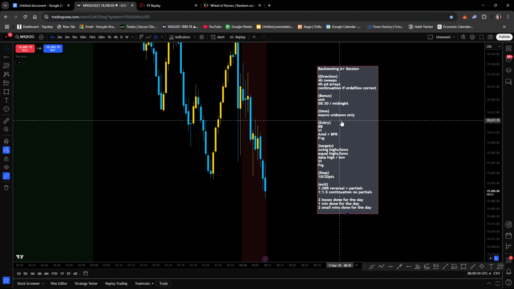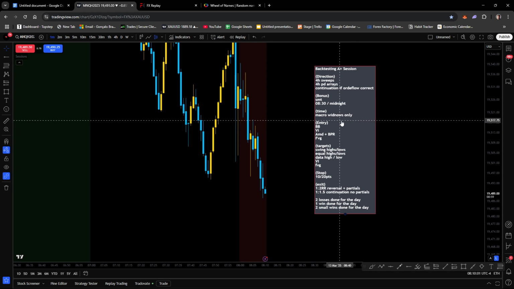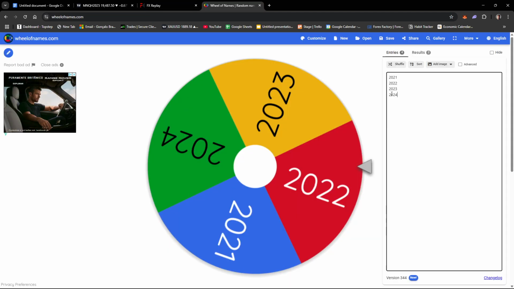2 losses, we're done for the day. 1 win, we're done for the day. Or 2 small wins, we are also done for the day. This is my rule set. Let's get into it. So here is the wheel of names.